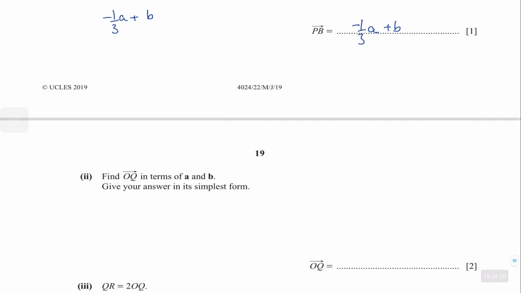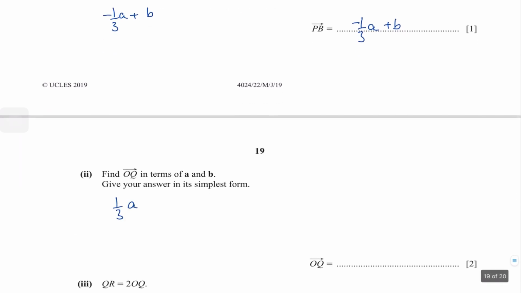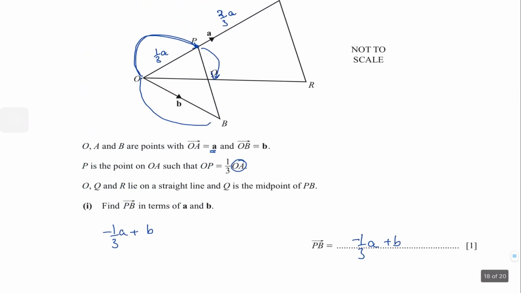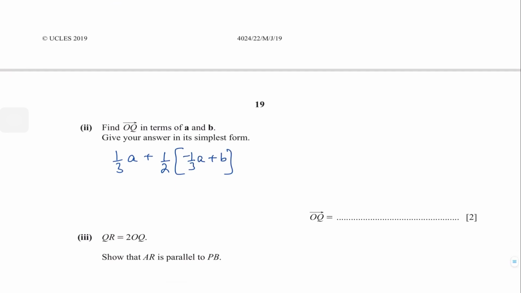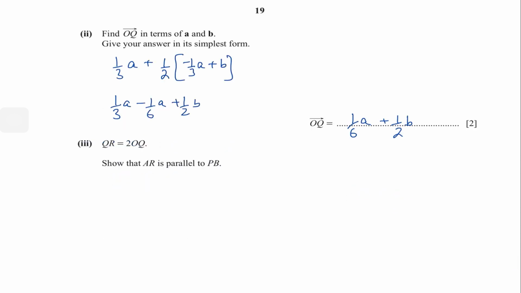So O to P is 1/3 of a positive, and then P to Q is going to be half of PB, which is going to be half of minus 1/3 of a plus b. So this is going to be 1/3 of a minus 1/6 of a plus half of b. So 1/3 of a minus 1/6 of a is going to give us 1/6 of a plus half b as it is.